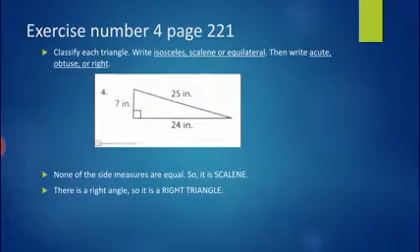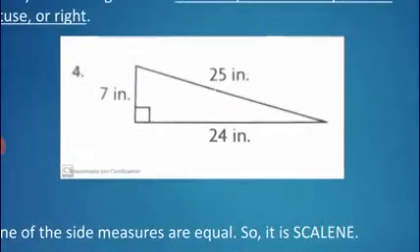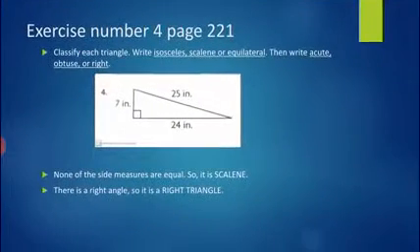Okay? The angle, here we have again a little square in the angle. This means that we have a right angle. So it is a right triangle. So here we have a scalene and right triangle. This is scalene and right.